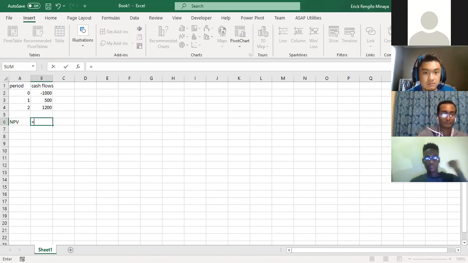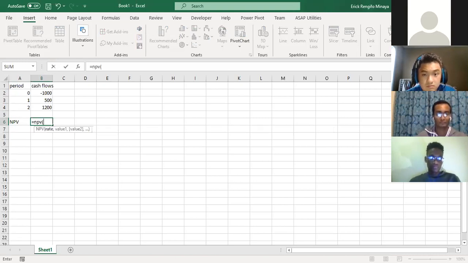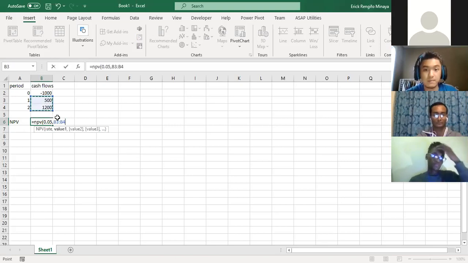In Excel, guys, the command is indeed net present value, NPV. So the Excel command is NPV. You need to enter the rate. The rate is my opportunity cost. So I said my opportunity cost is 5%, so 0.05. Then what is tricky here in Excel, guys, is that Excel discounts everything to period 0. So what we need to do is only include the cash flow that corresponds to period 1 and period 2. So you click from B3 to B4, and then close parentheses.